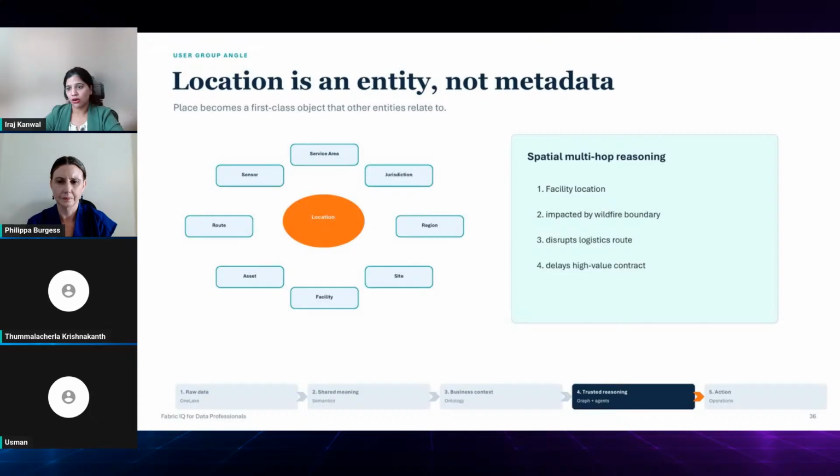A facility can be inside one location. A route can process one service area. A route asset can be located at a certain site. One example can be: if a facility location is impacted by a wildfire boundary, that will disrupt a logistics route, right? That route delay affects a high-value contract or mission, and the agent can identify the affected entities, explain the path, and recommend who should be notified. So that is a very different capability than simply putting points on a map. The map becomes a part of business reasoning.